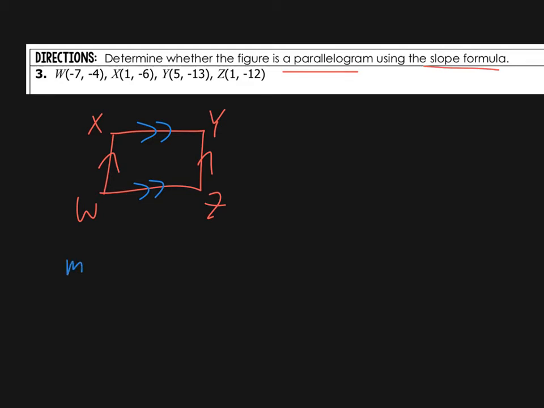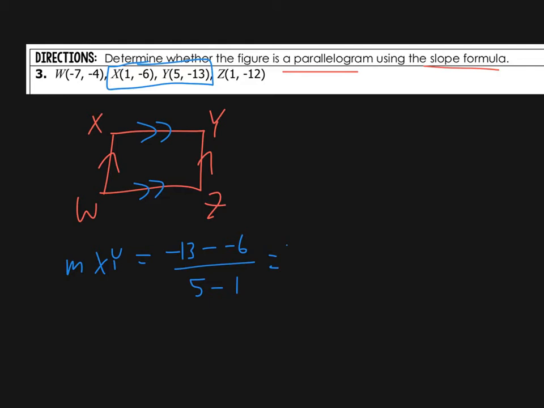The slope of, say, XY first is going to be, looking at my x and y coordinates, negative 13 minus a negative 6 over 5 minus 1.